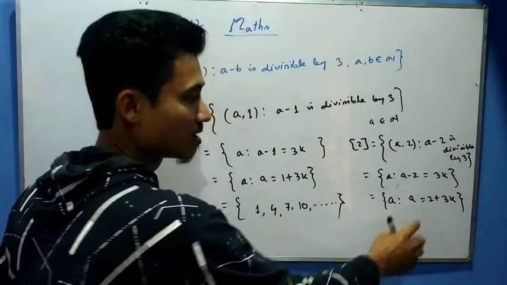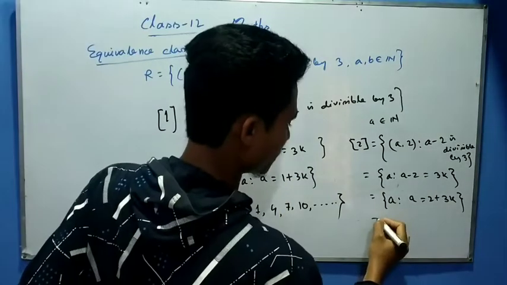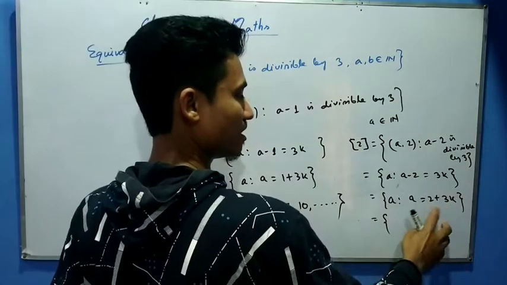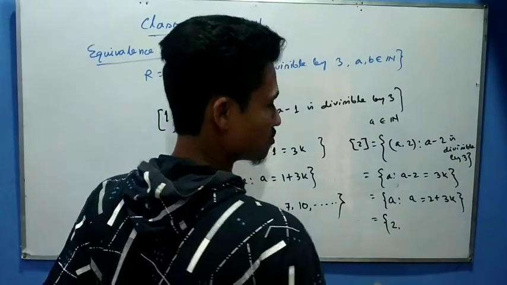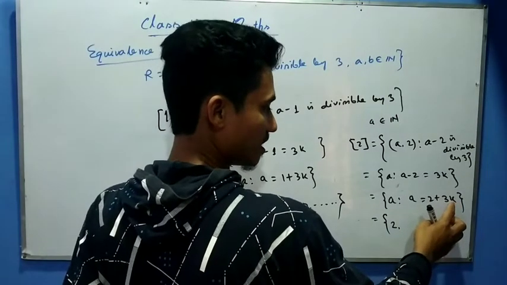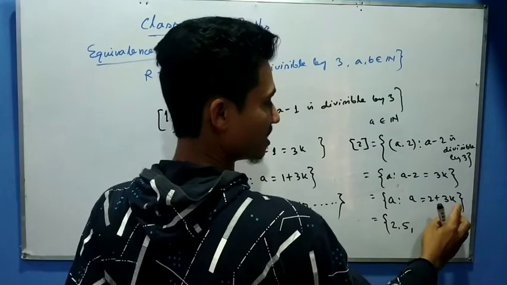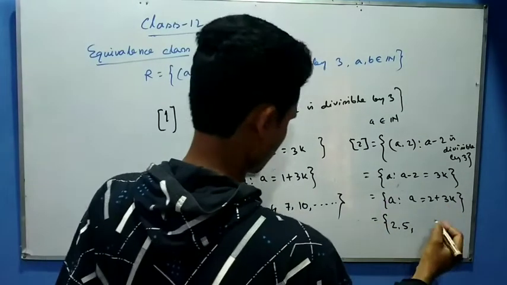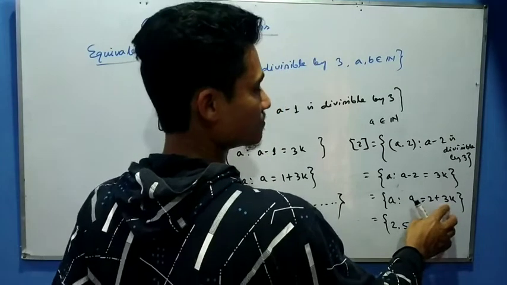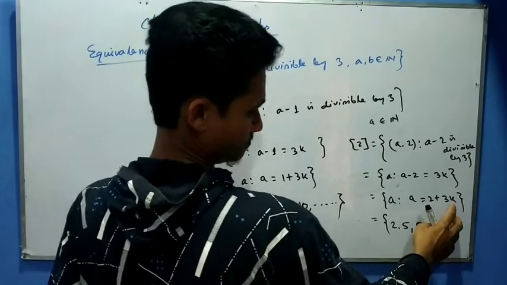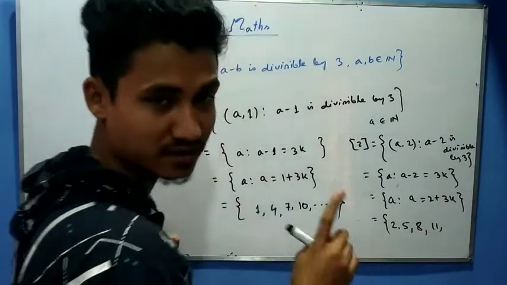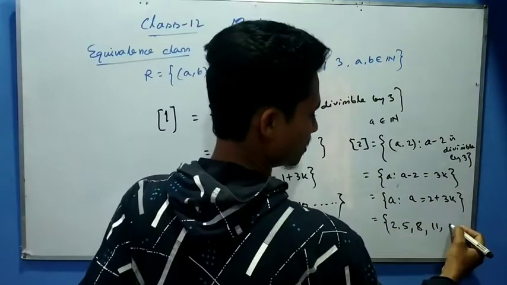Now you can put the values of k. If I put k equal to 0, then 2 plus 3 into 0 is 0, so the value of a is 2. And if I put k equal to 1, 3 into 1 is 3, plus 2 is 5. Then 3 times 2 is 6, 6 plus 2 is 8. Then if I put k equal to 3, 3 times 3 is 9, plus 2 is 11. And if I put k equal to 4, 3 times 4 is 12, plus 2 is 14.